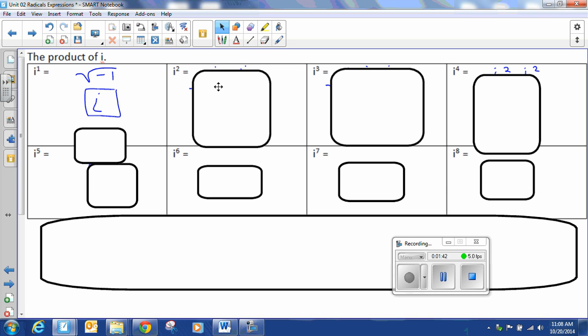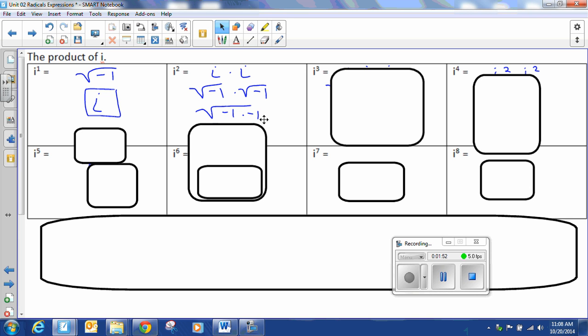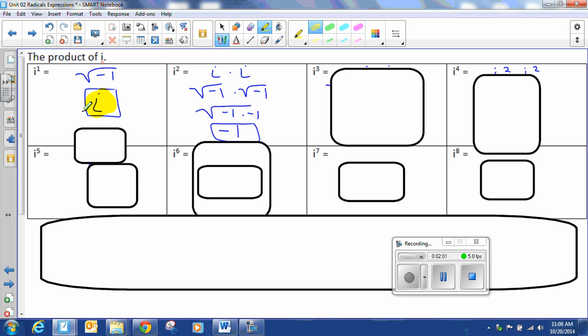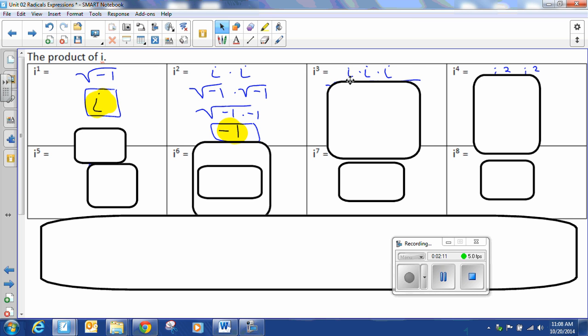i squared is just i times i, and we know that i is square root of -1, and square root of -1 times square root of -1 really is square root of -1 times -1, which you know is just -1. So let's highlight these. i to the first power is i, i to the second power is -1, and i to the third power is i times i times i.